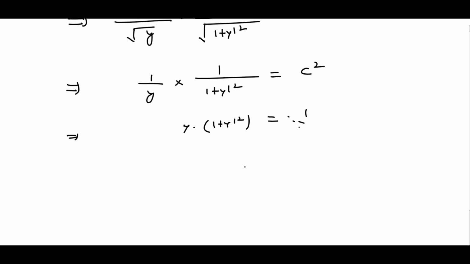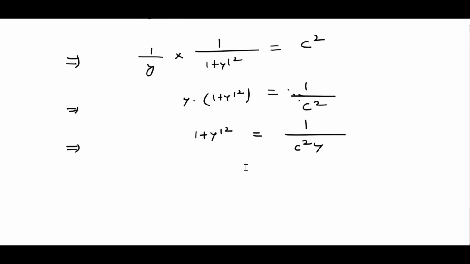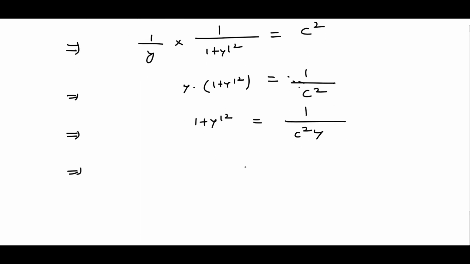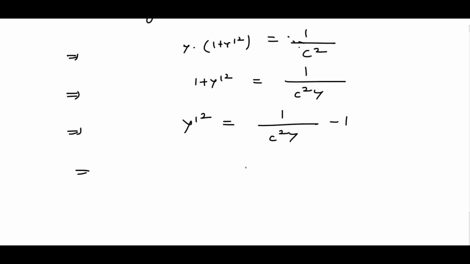1 upon c square. So further 1 plus y' whole square is equal to 1 upon c square y. So further we can find y' in terms of y. y' whole square is equal to 1 upon c square y minus 1. So take the LCM on both sides. We will get y' whole square is equal to 1 minus c square y over c square y.